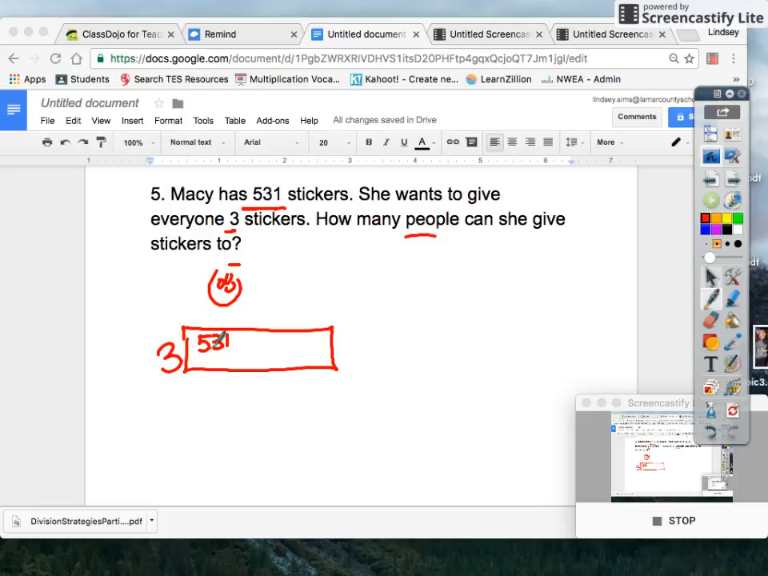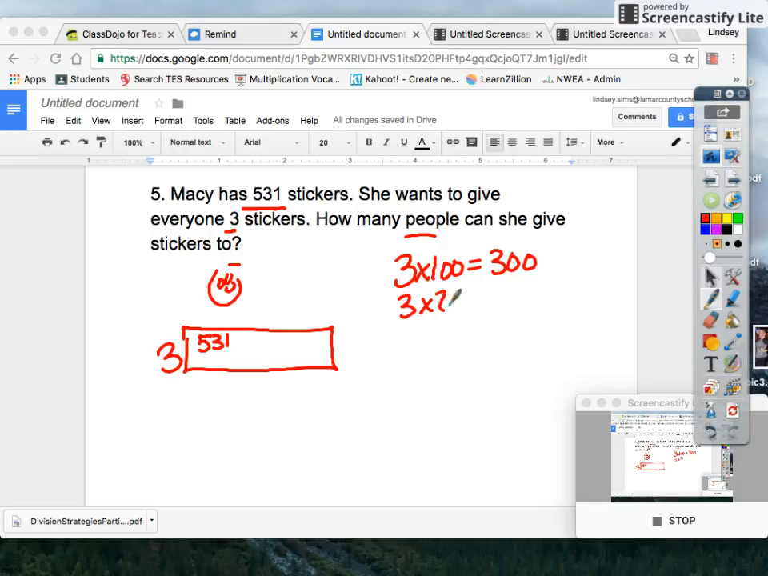So what I'm going to do is break it up and try to figure out how many 3s are in there. We're going to work in multiples of 10 or multiples of 100. Because this number is so large, I'm going to work in multiples of 100. I'm going to say, okay, 3 times 100 would be 300.